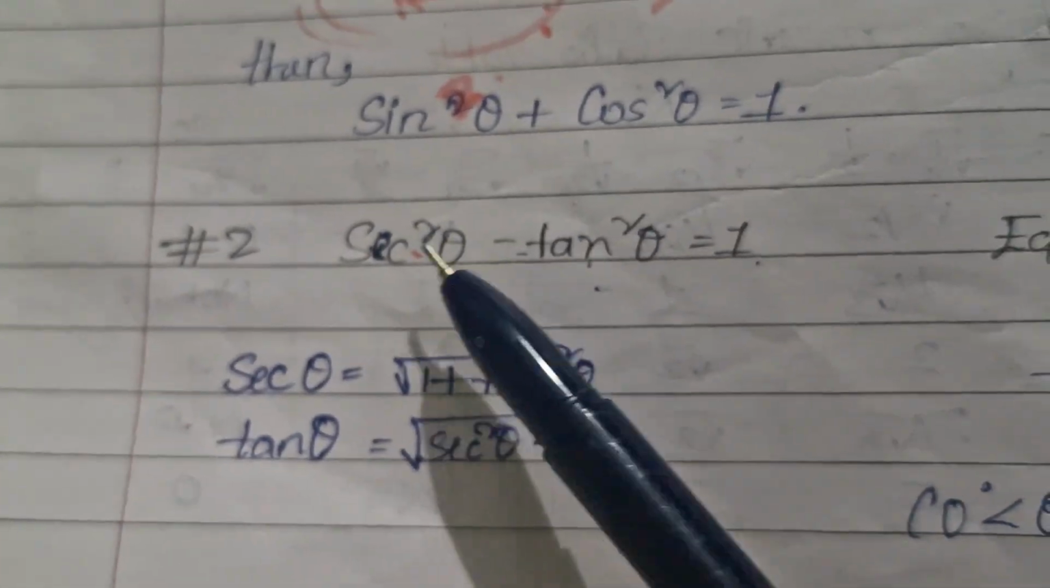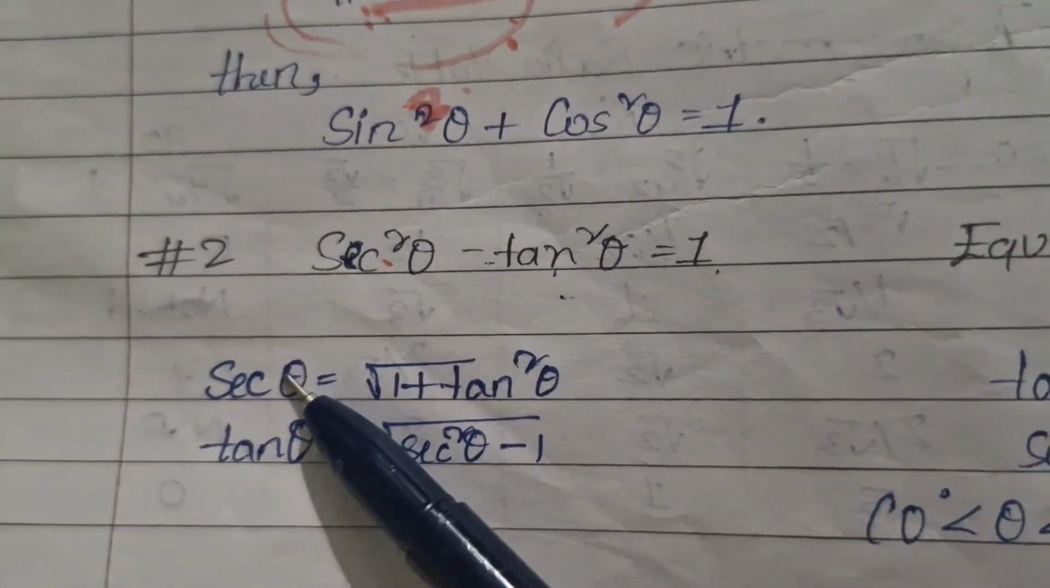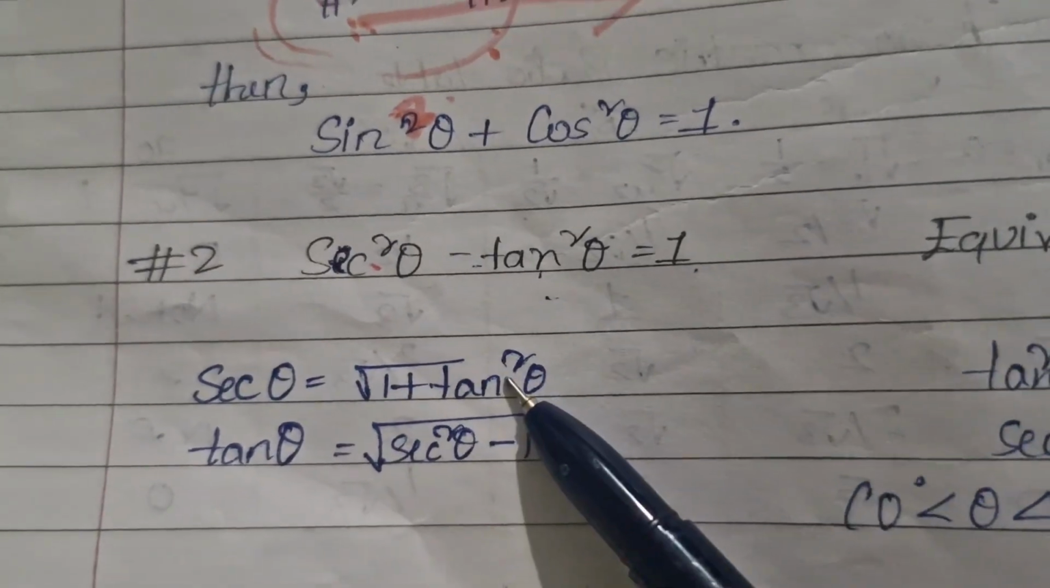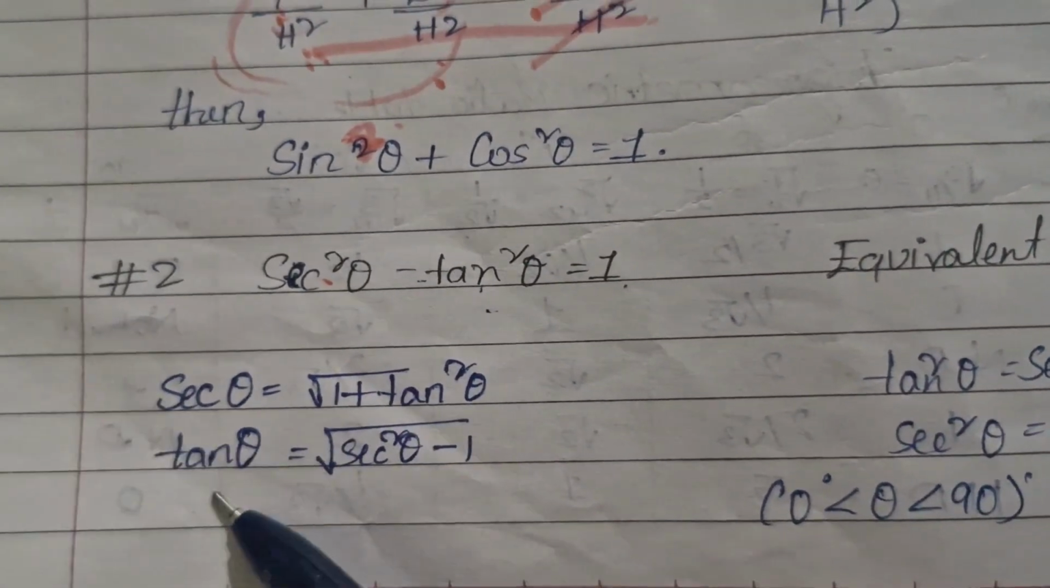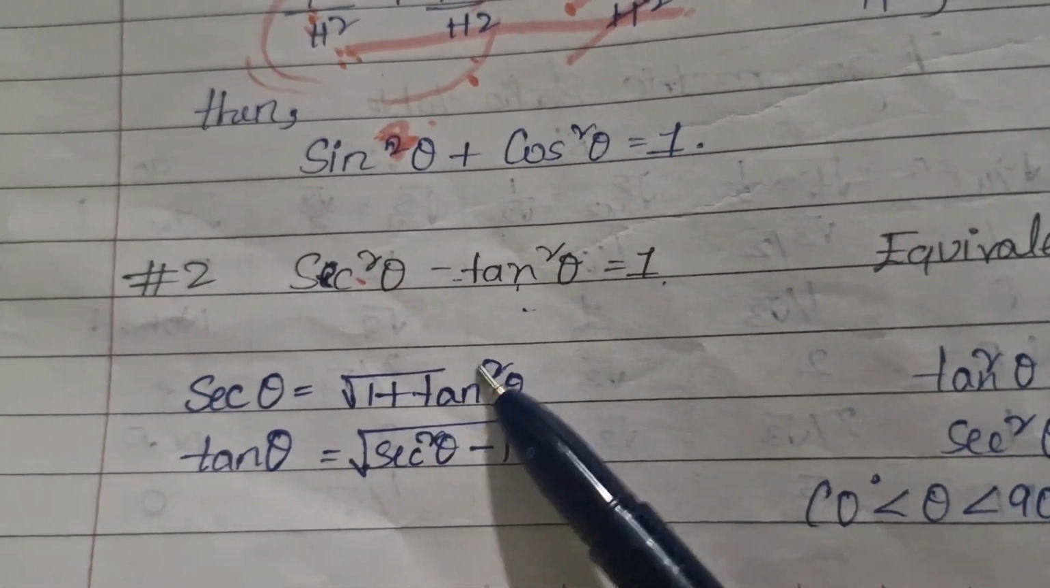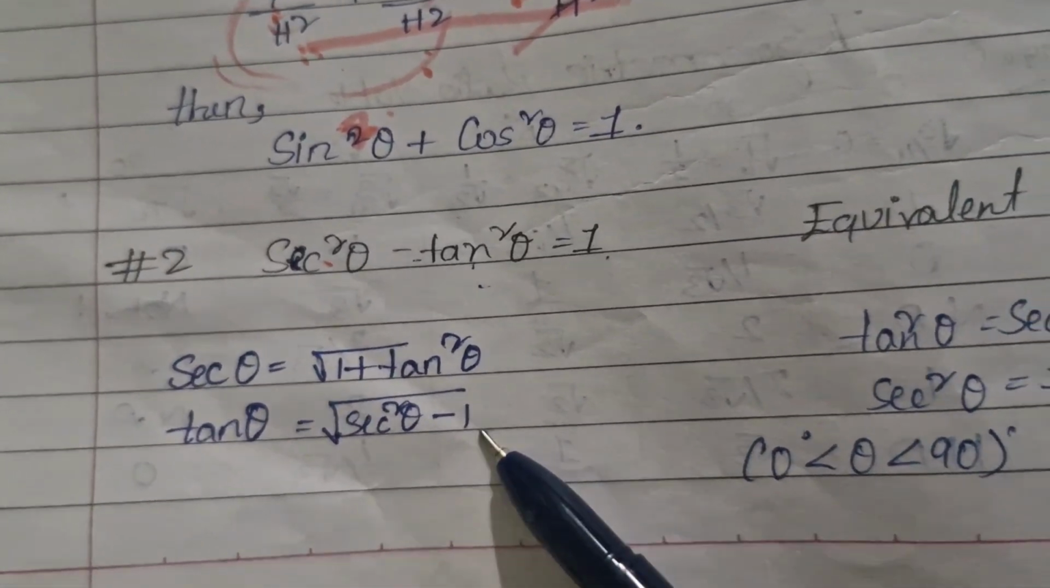So here the other two formulas are these. Secant theta is equal to root over 1 plus tan square theta. Tan theta is equal to root over secant square theta minus 1.